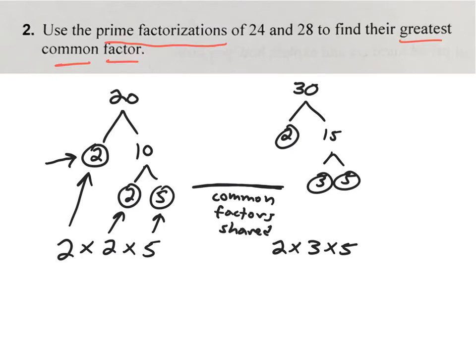I'm going to circle them in red. So the common factors shared: this string has a 2, this string has a 2, so we'll write 2 times, what else do they share? This string has a 2, this one doesn't have a 2, so they don't share there. This one has a 5, and this one has a 5, so we'll circle that. 2 times 5 equals 10. So 10 is the greatest common factor.